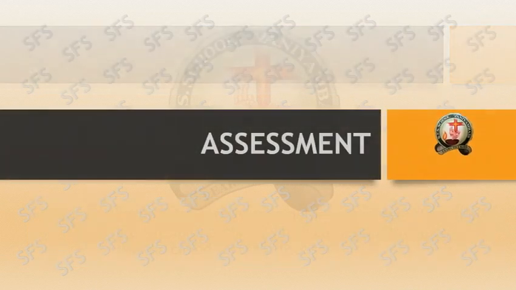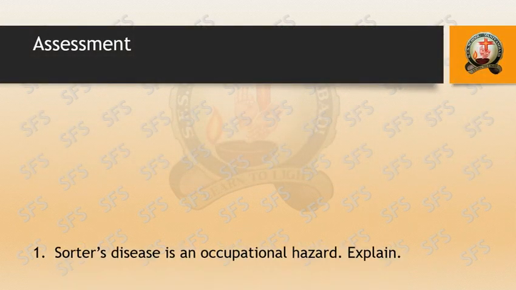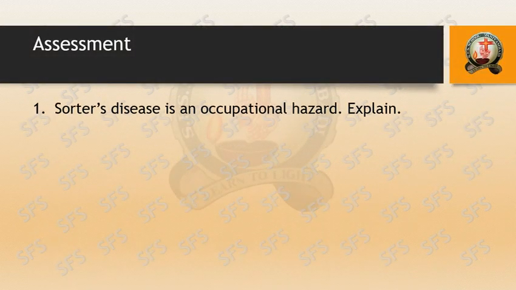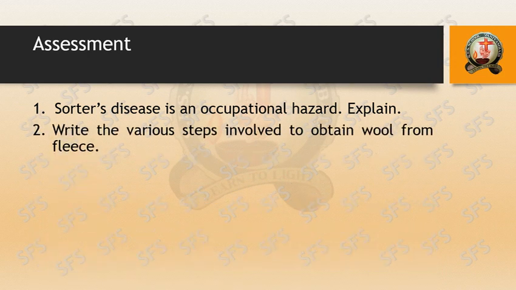Now there is a quick assessment for you to understand how much you have learned today. First one, sorter's disease is an occupational hazard. Explain. So why is sorter's disease called an occupational hazard? You need to give a quick explanation. Second one, write the various steps involved to obtain wool from fleece. You have seen just now all the 6 steps you need to write.